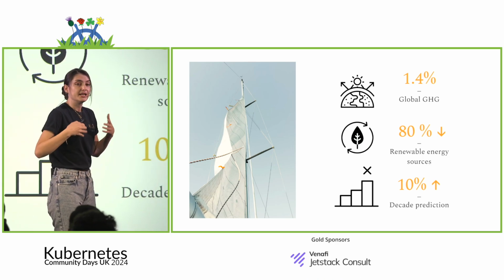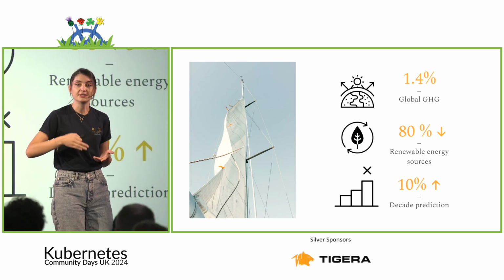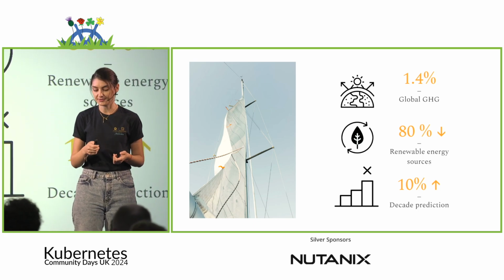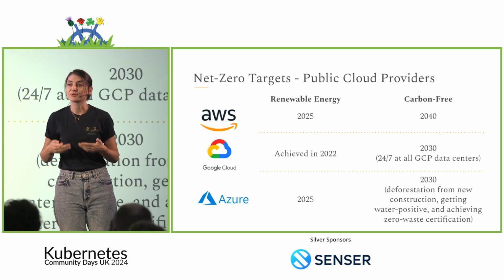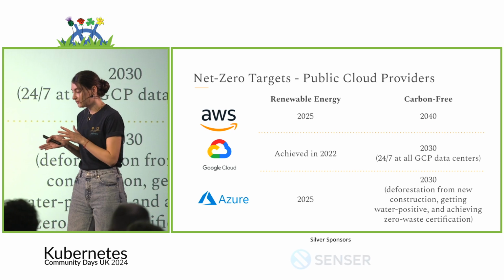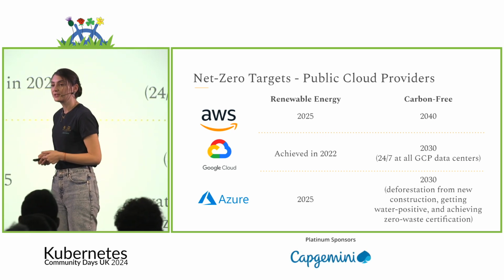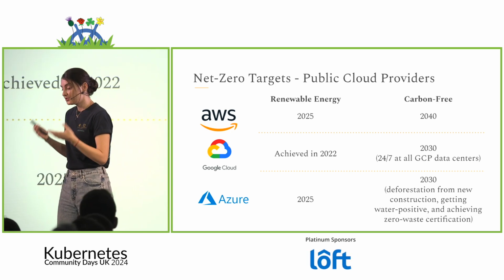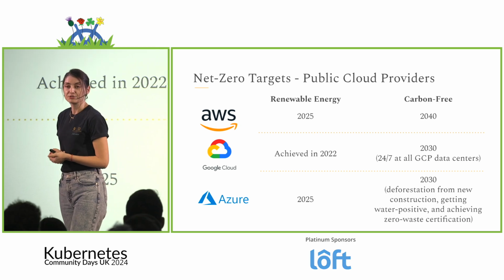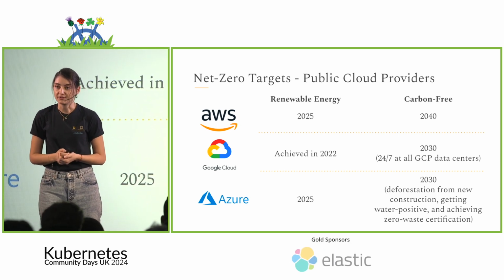We need to drive remediation strategies, build expertise in-house, and ensure sustainability is thought about at every single decision-making process. And as part of this mission, we already have the big cloud providers setting net zero targets for themselves. And these are going to be focused on two main categories. The first one is going to be using renewable energy, and the second one is going to be offsetting their carbon footprint. Now, GCP is already running on renewable energy since 2022, with AWS and Azure aiming to do so by the end of next year.